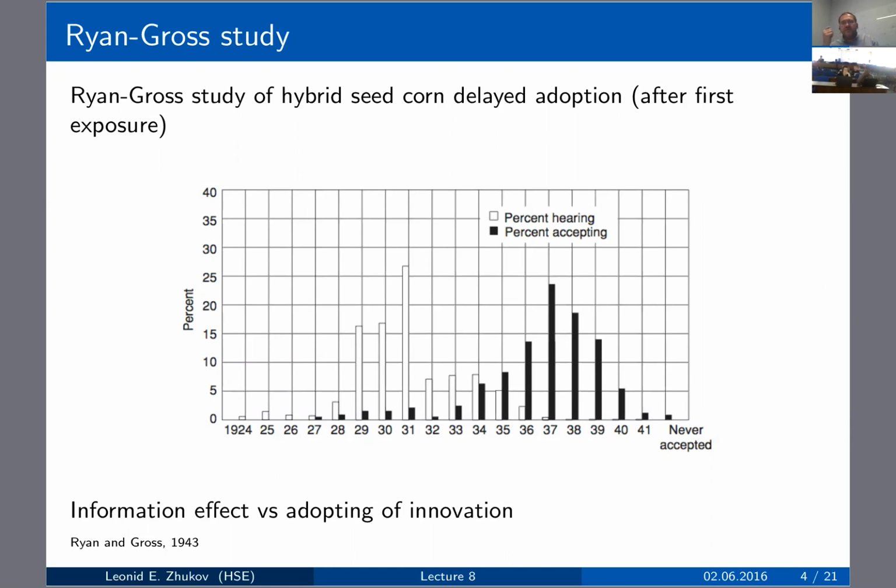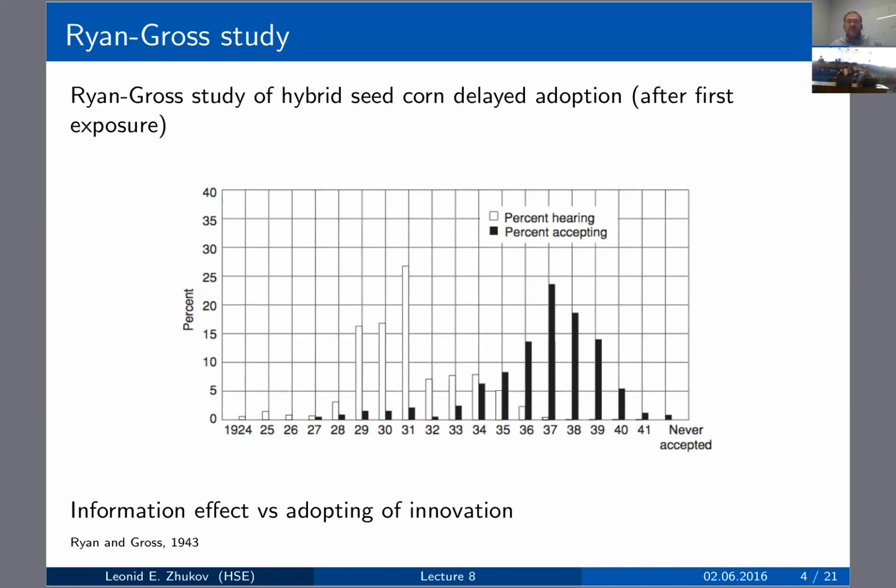Okay, so the story is very simple. There was one type of corn that farmers had been using for a long time. Then a new type of corn was introduced to the market, so-called hybrid corn, and it was producing much more than the previous one, but it took a long time for farmers to start using it. And the study is longitudinal, through many years.